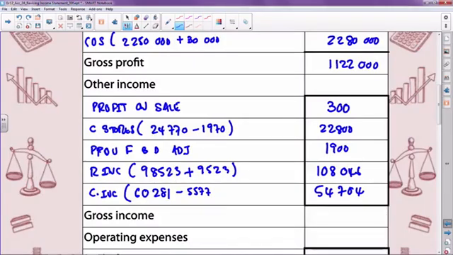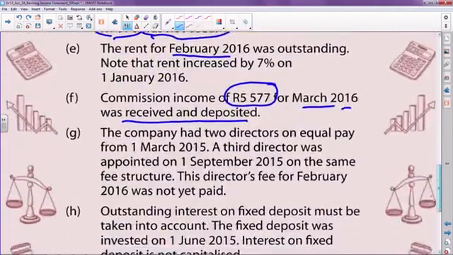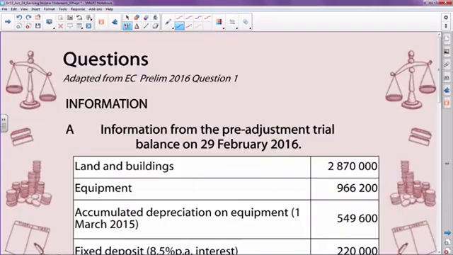Okay, the next adjustment is an interesting one. And we are told that the company had two directors on equal pay from the 1st of March 2015. A third director was appointed on the 1st of September 2015 on the same fee structure. This director's fee for February 2016 was not yet paid. Okay, so it's director's fees that we are dealing with.